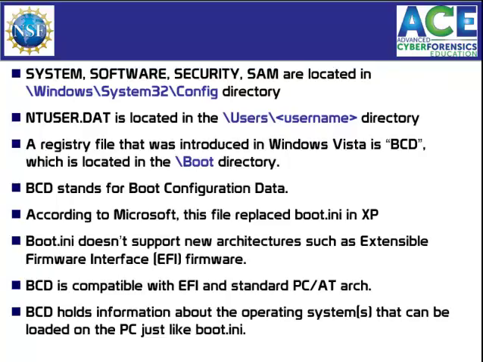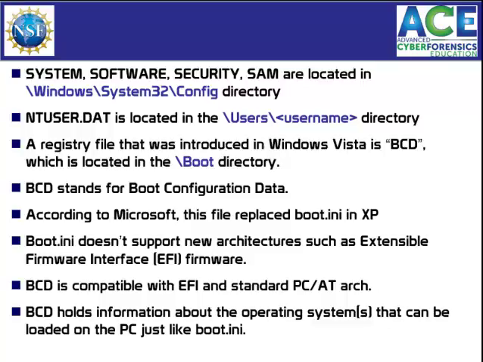The files that we're going to focus on in this lesson are pretty much isolated to System, Software, Security, and SAM, and of course they are located in the Windows System32 config directory in Windows 10. The ntuser.dat file, once again, is located in the username directory, which stems from the users folder off the root of the volume, the Windows volume.